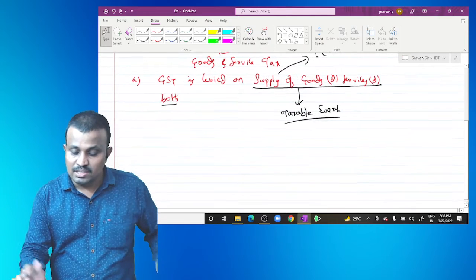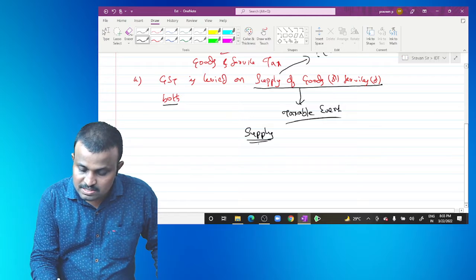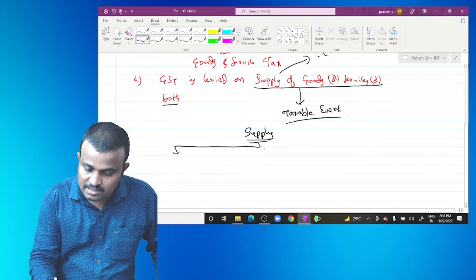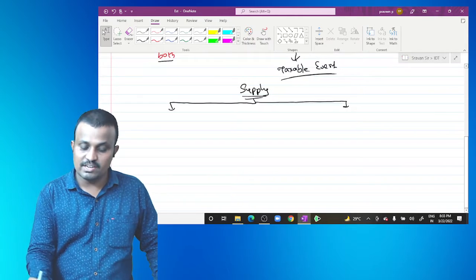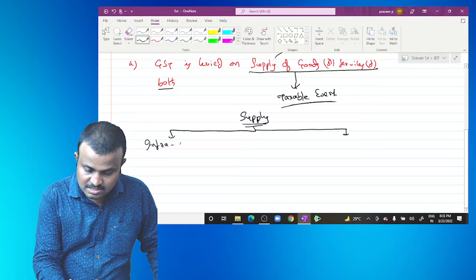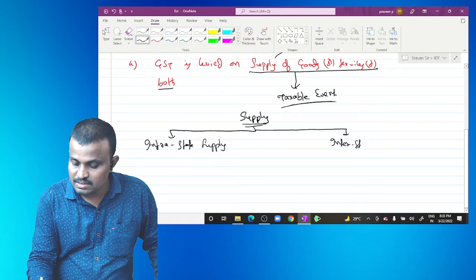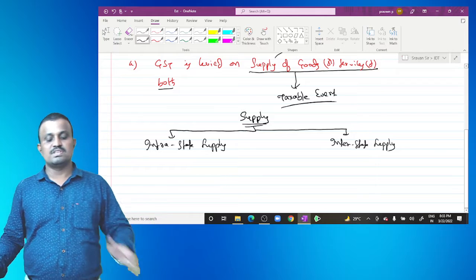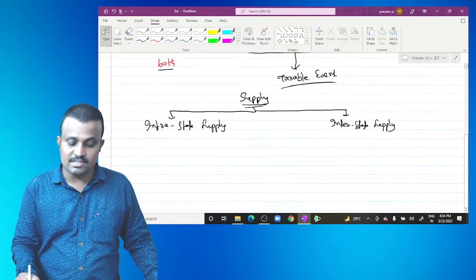Supply is generally classified into two types. One is intrastate supply and another one is interstate supply. First one is intrastate supply, another one is interstate supply.